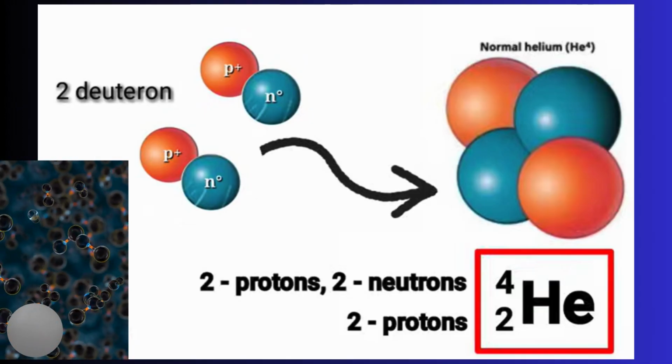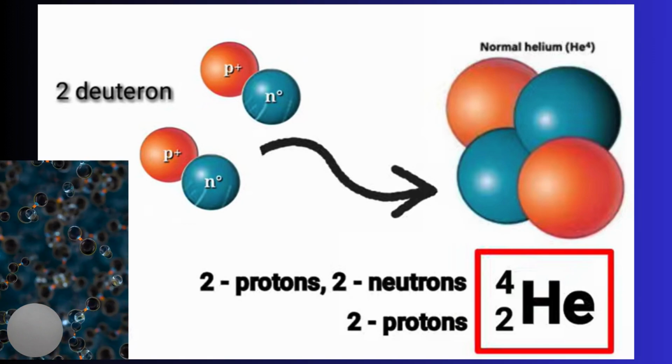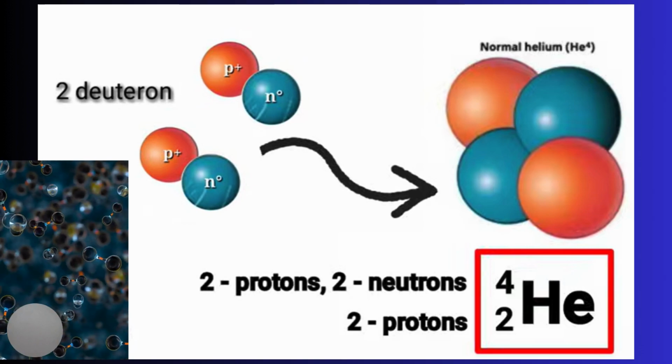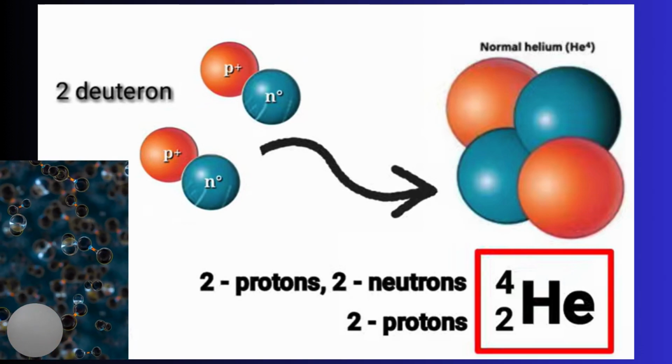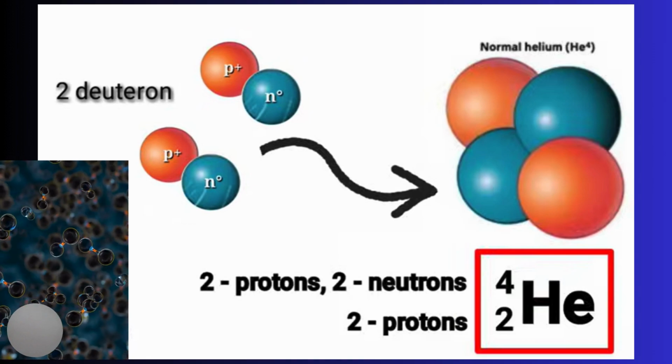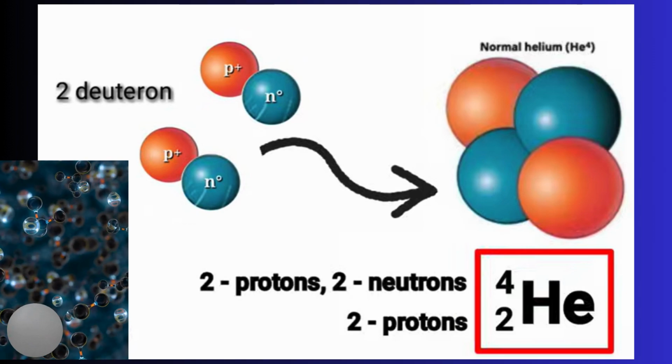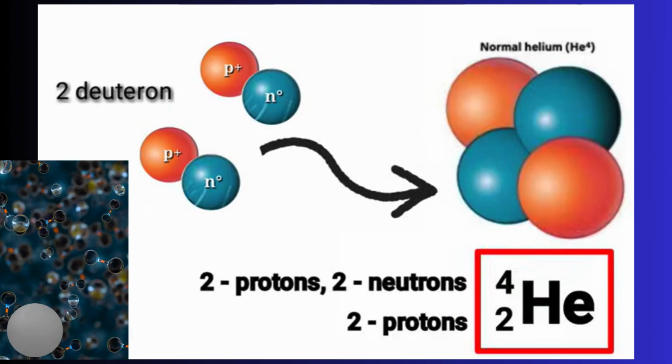Okay, class. So here, class, we have the helium. How is helium made using nucleosynthesis? Earlier that was hydrogen. Now, helium is formed using two deuterons.